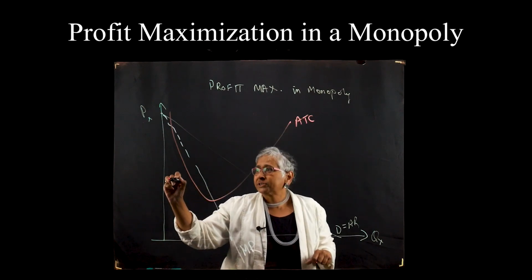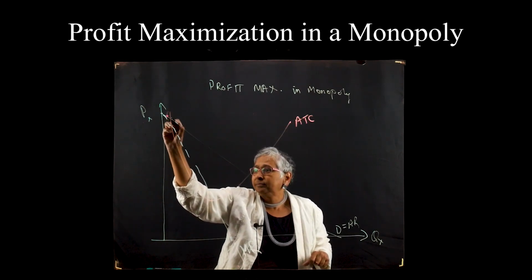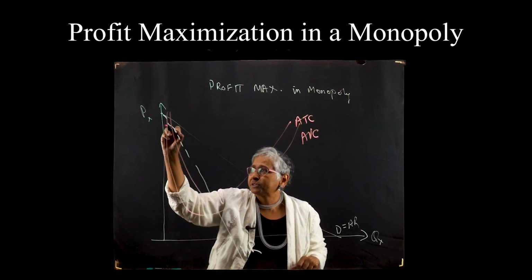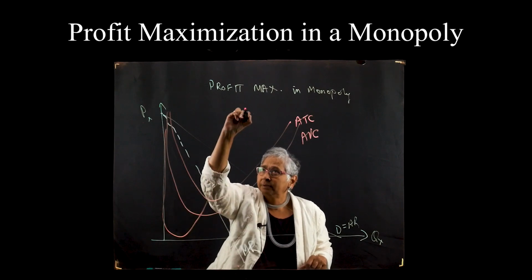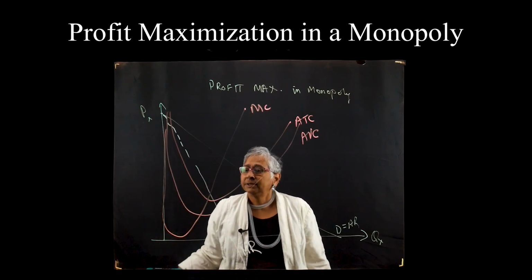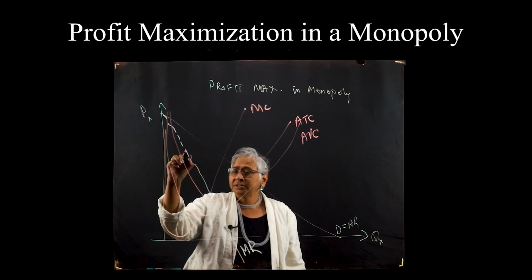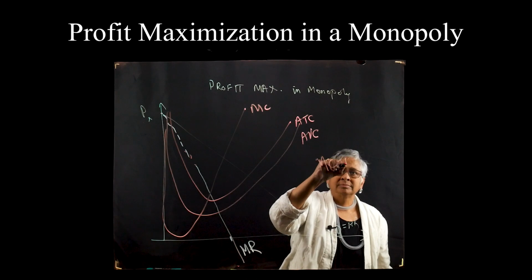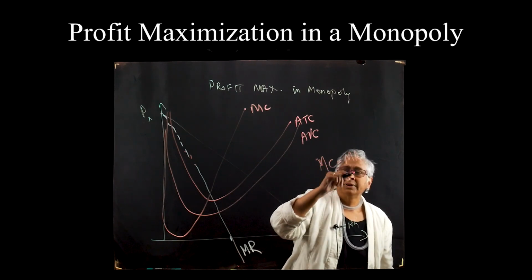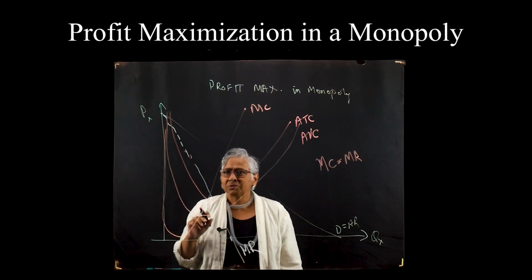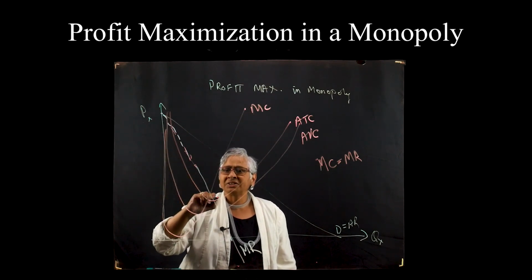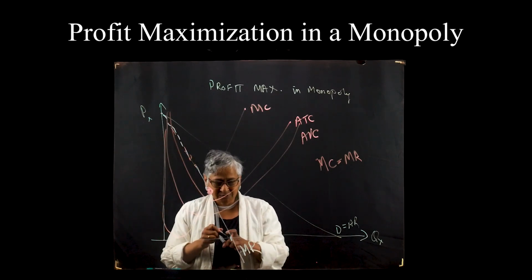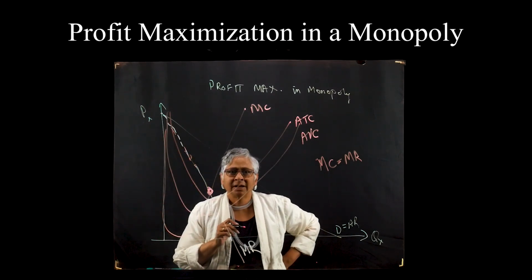Average total cost. Average variable cost. Marginal cost. And what you're going to do as a monopolist is what any profit maximizing firm does. You're going to look where marginal revenue and marginal cost meet, because that's where you maximize your profit. And in our case, it's here. But the key is I've got a different marginal revenue curve than I had in the past.